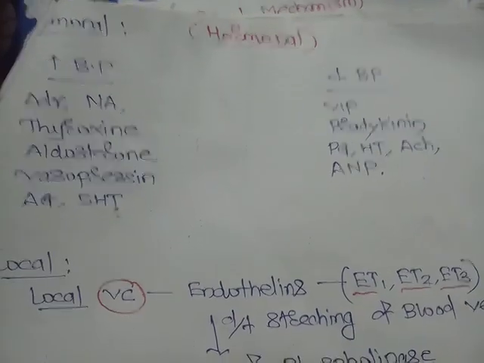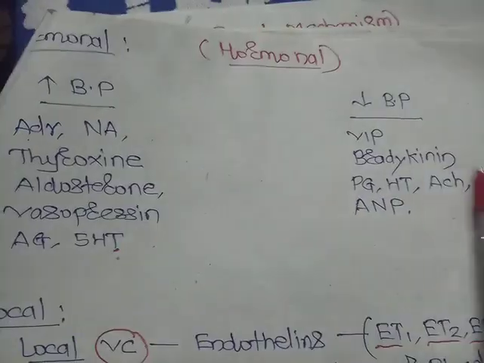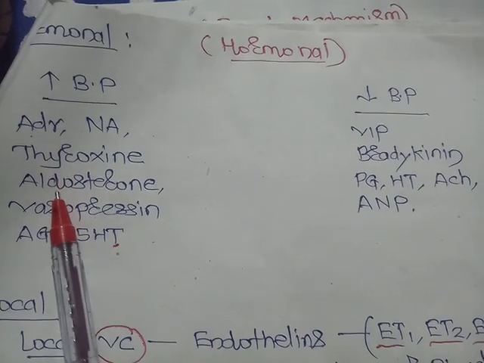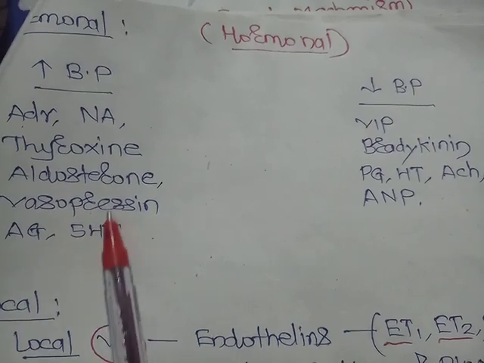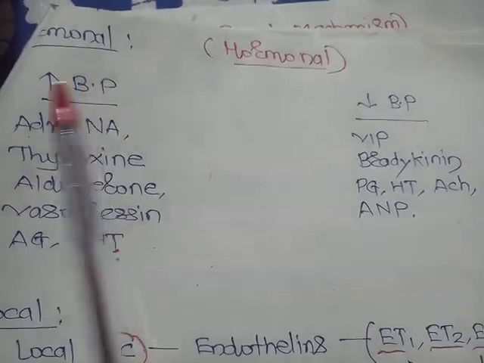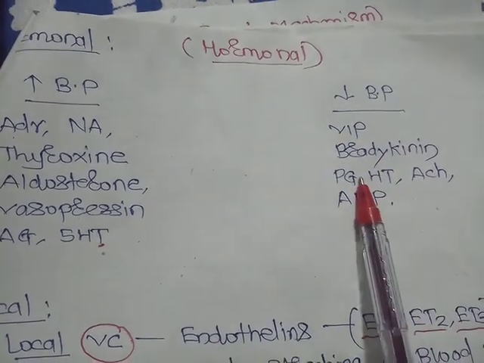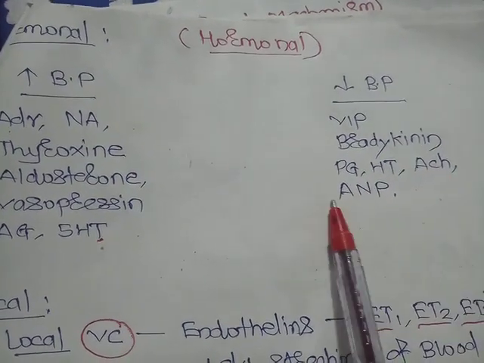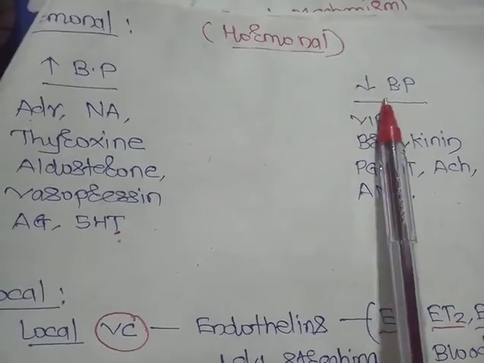Now the hormonal mechanism and local mechanism. In the hormonal mechanism, these are the hormones which increase blood pressure, and these are the hormones which decrease blood pressure. Adrenaline, noradrenaline, thyroxine, aldosterone, vasopressin, angiotensin, 5-hydroxytryptamine or serotonin. These are the hormones which increase blood pressure. Vasoactive intestinal polypeptide, bradykinin, prostaglandin is a vasodilator, histamine is a vasodilator, acetylcholine is a vasodilator, atrial natriuretic peptide. So these are the hormones which decrease blood pressure, right?